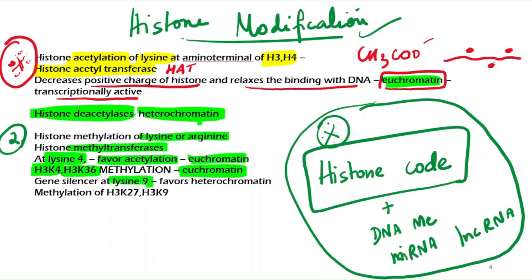Now, if you methylate lysine 9, that will favor heterochromatin structure. So that becomes a gene silencer. Heterochromatin structure is the transcriptionally inactive form. Not just lysine 9, it can even be lysine 27 of histone 3. So these are some examples which help us understand that methylation can favor euchromatin or heterochromatin, depending on which residue is methylated. It is again catalyzed by the enzyme methyltransferase.